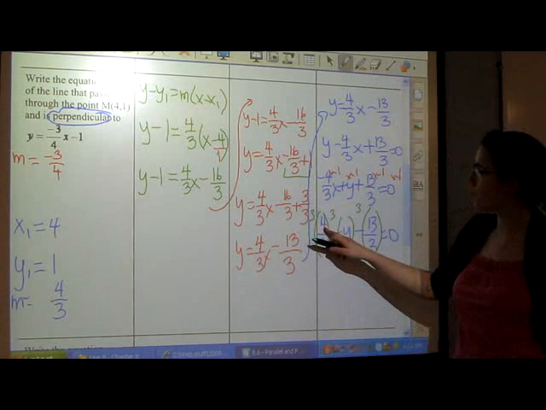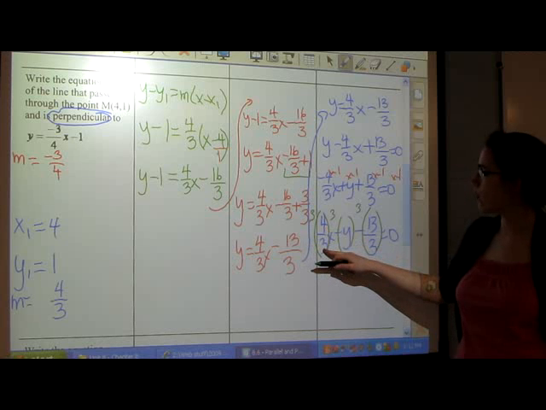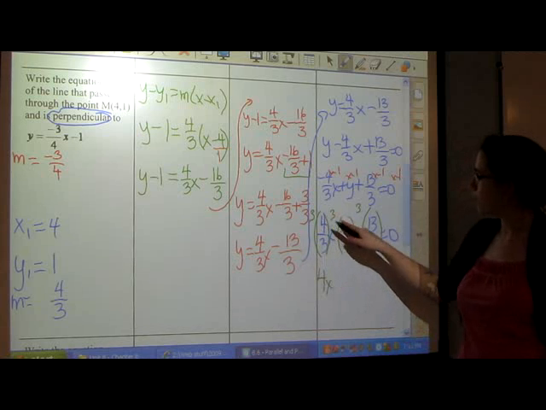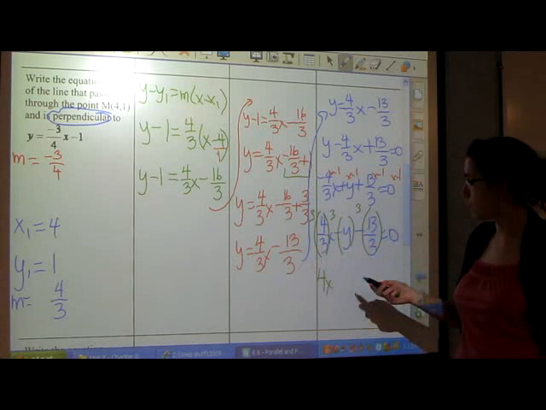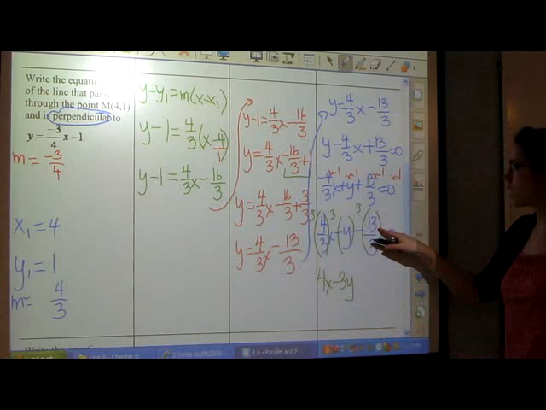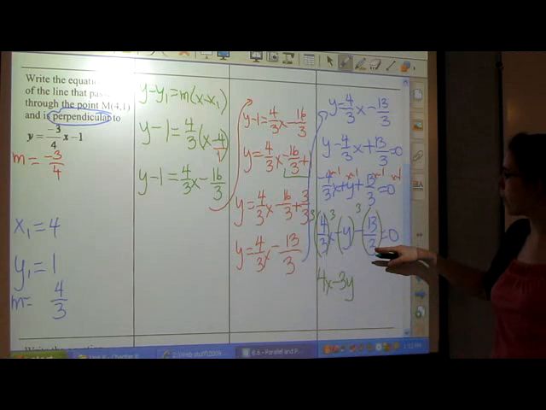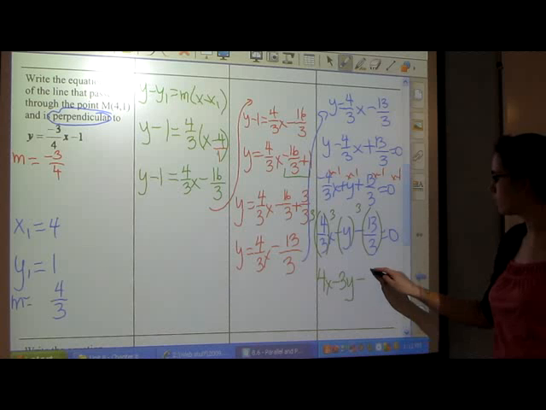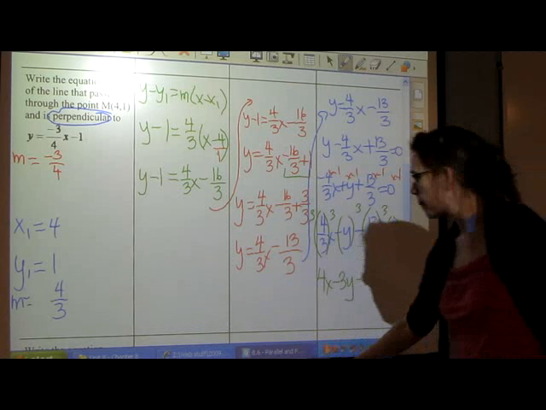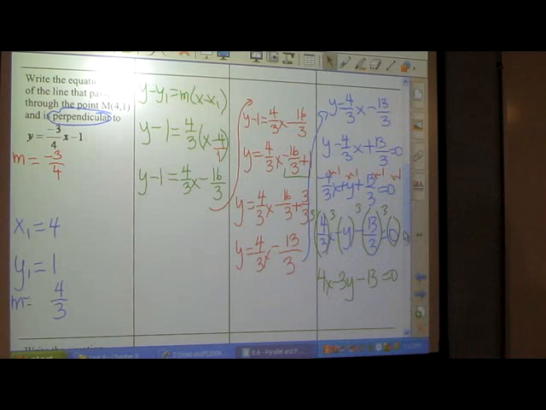So if I do 3 times 4, I get 12. 12 divided by 3 gives me 4 again, so we get 4x. 3 times y gives me 3y, and it's negative, so we have negative 3y. 3 times 13, and then divide that by 3, we get 13 back again, so negative 13 equals 0. And we should be multiplying that 0 by 3 as well. So we get 4x - 3y - 13 = 0. And there's example B in standard form.